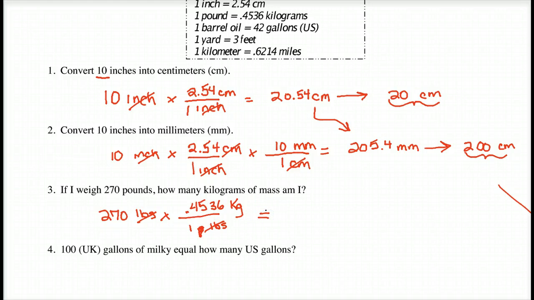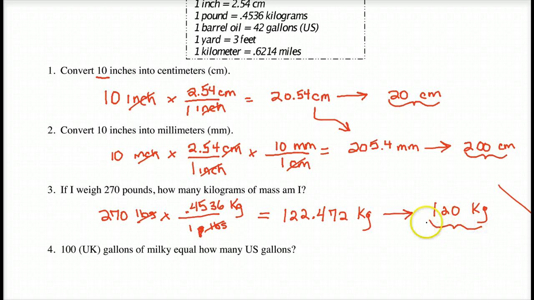This I can't do in my head, so I'm going to open up my calculator here, and 270 times 0.4536 gives me 122.472 kilograms. I know you're going to say, how are you going to round this? Well, I'm going to round this to 120 kilograms. Again, that is for another lesson. We'll get to that. Right now, I want you to get this raw number.